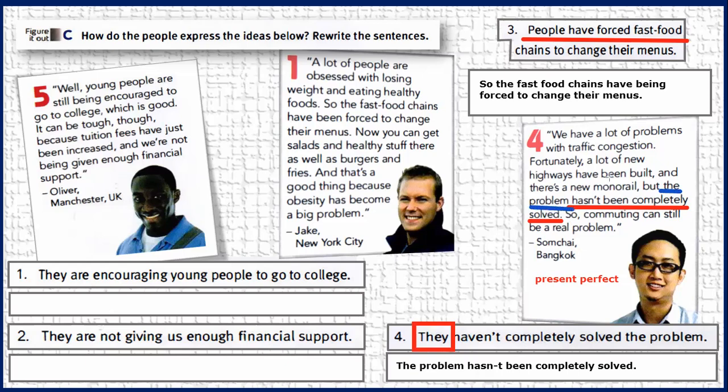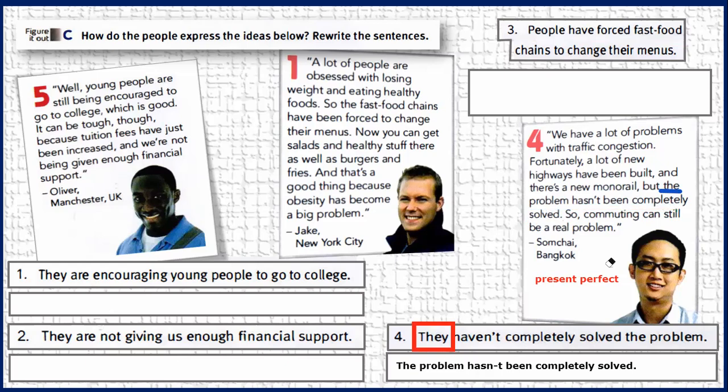Now the subject is the problem. But we don't mention who. Yes, we don't mention the people. Right? So we're going to change the present perfect to a present perfect passive voice. Ooh, this is going to be interesting. Okay, guys? What happened to my sentences here? I erased them.